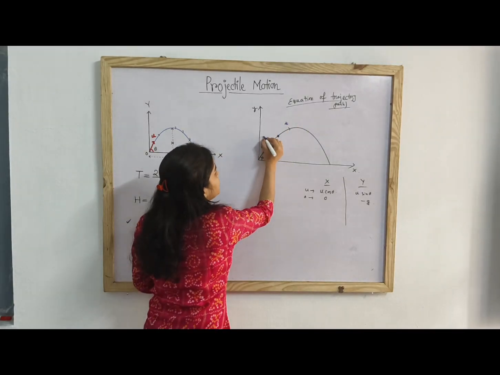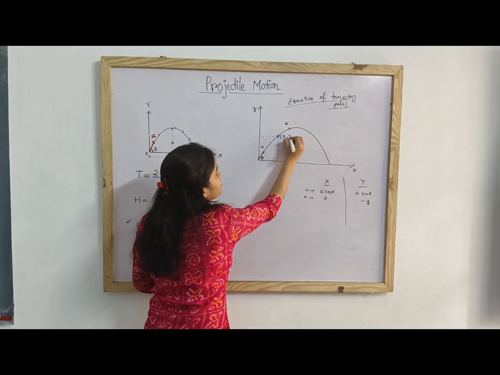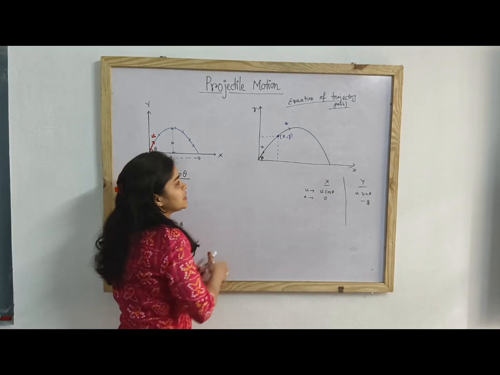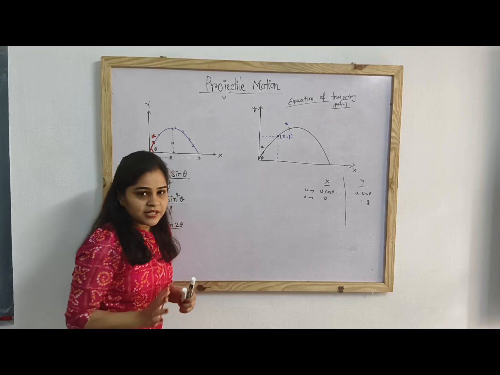Now at this moment, the x coordinate will be x and the y coordinate will be y. So the height of the projectile from the ground is y and this distance is x. This is clear?